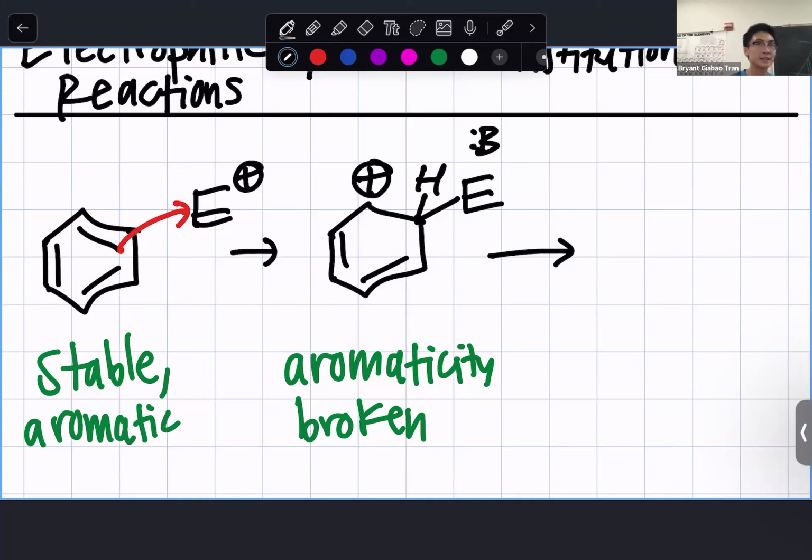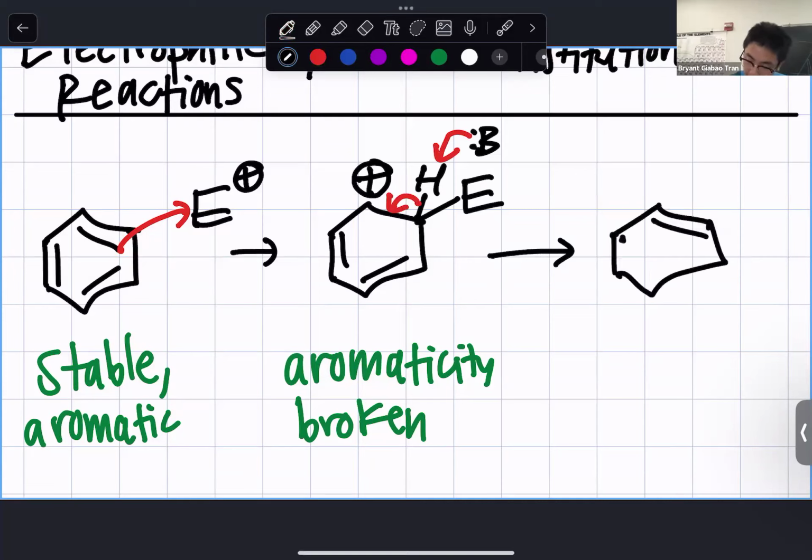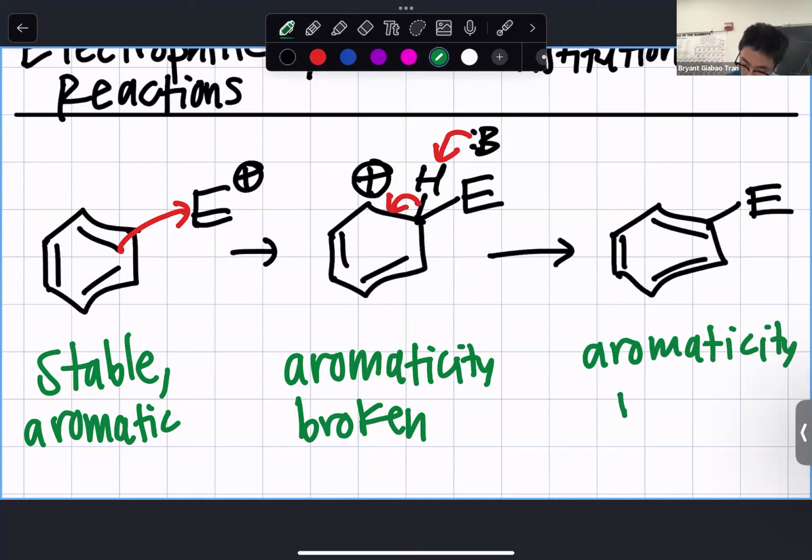It could be a metal catalyst, it could be Cl minus, it could be SO3H, depending on what reaction it is. This is just the general mechanism of what you're going to see over and over and over again in chapter 16. Any random base is going to grab the hydrogen and form a double bond right there. That reforms our aromatic benzene ring. Right. So aromaticity is reformed.